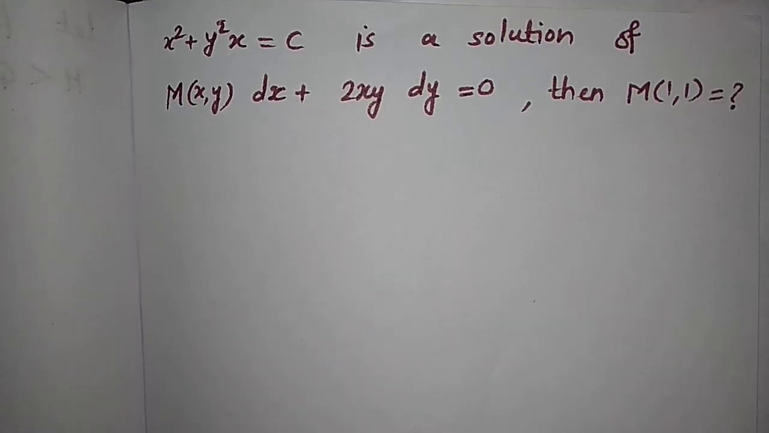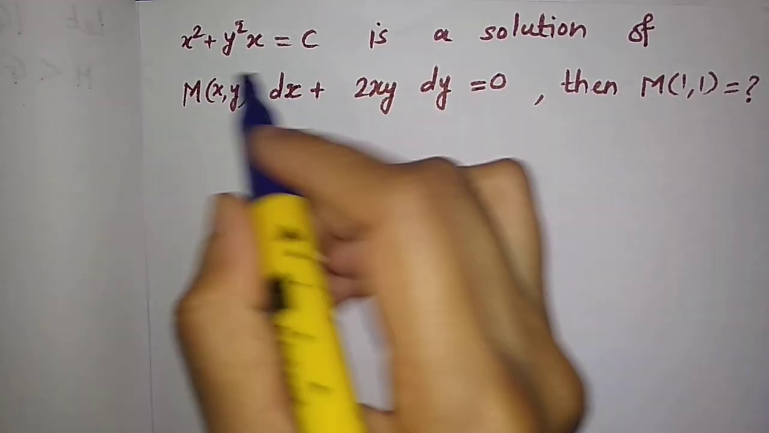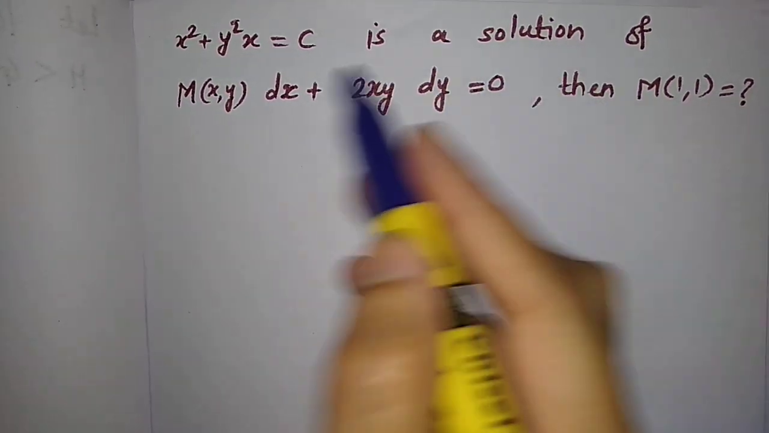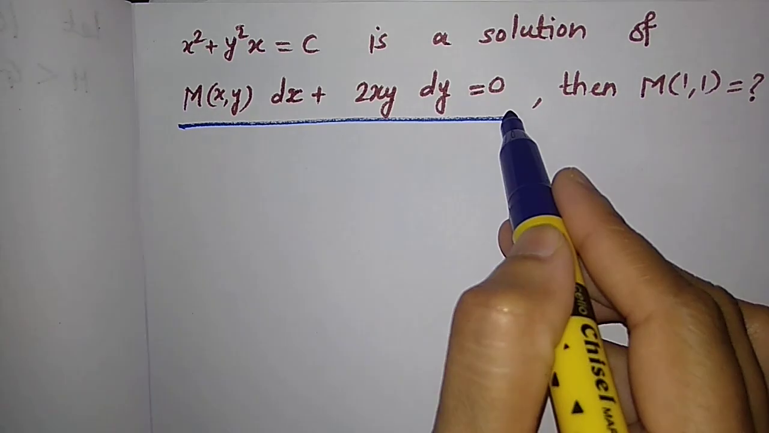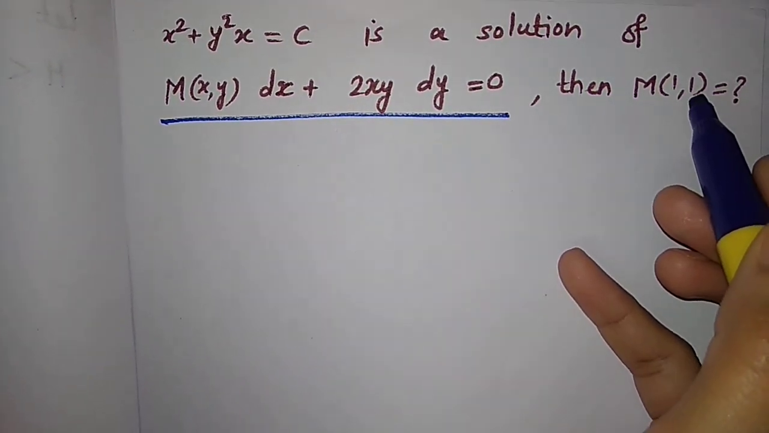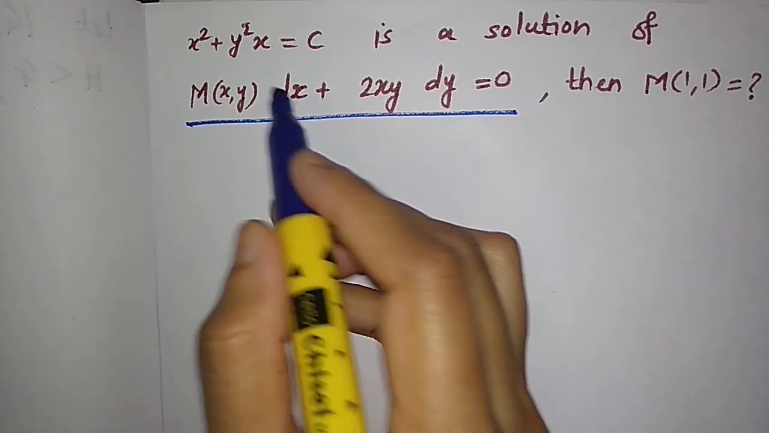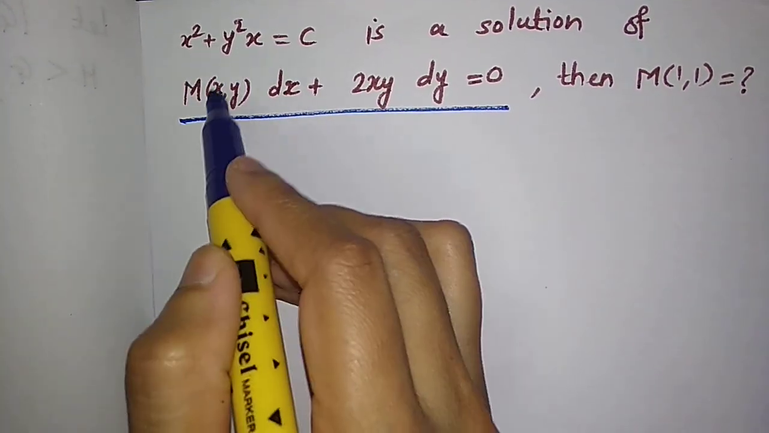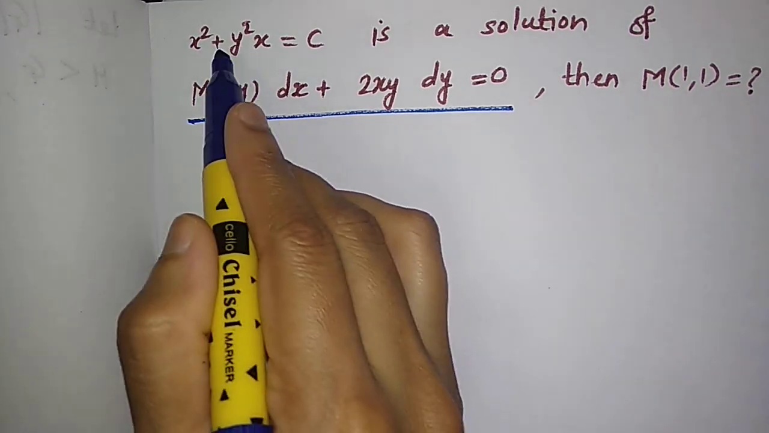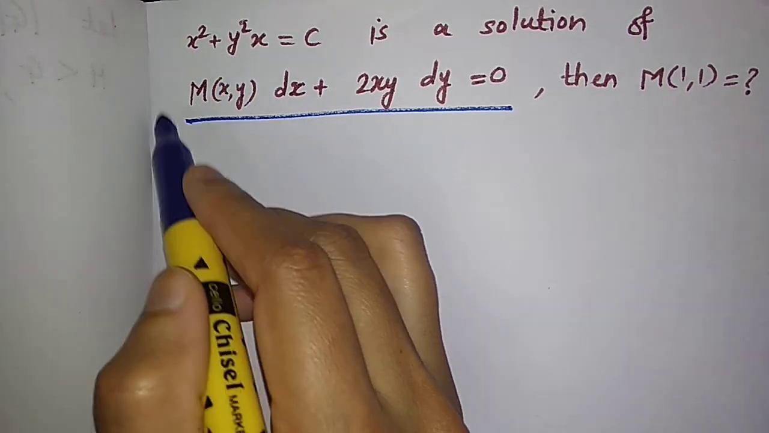Let us solve another problem. We have x square plus y square into x is equal to c is a solution of this differential equation, and we have to find out the value of m at 1, 1. So we know that this solution must satisfy the given differential equation. So let us convert this solution into the differential form.